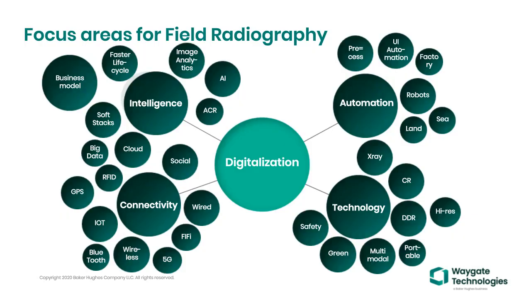What are the focus areas for field radiography? Basically, we have 4 main focus areas: intelligence, connectivity, automation, and technology. The easiest one for us is, of course, technology, because we used to be a technology-driven company. We're able to offer X-ray. We are focused on CR technology, DR technology, portability. We are looking for multimodality, more green, more safe technology, always trying to give better results, better resolution in the output of our products.